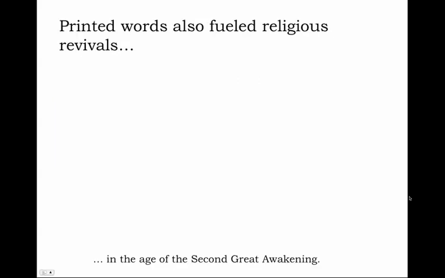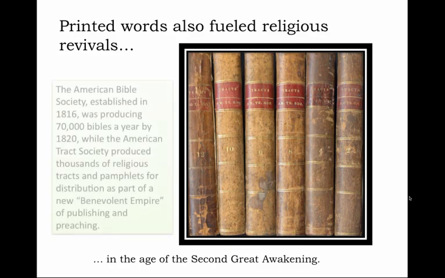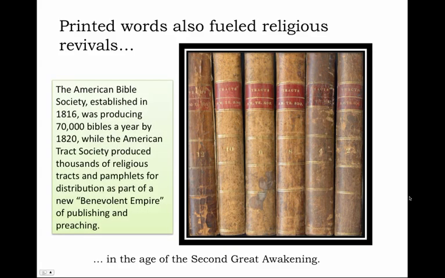Printed words also fueled other cultural happenings, including religious revivals in what was now being called the Age of the Second Great Awakening. The American Bible Society, established in 1816 in New York City, was producing 70,000 printed Bibles a year by 1820, while the American Tract Society, a sister organization, produced countless thousands of religious tracts and pamphlets for distribution as part of what was being called a new benevolent empire of publishing and preaching.